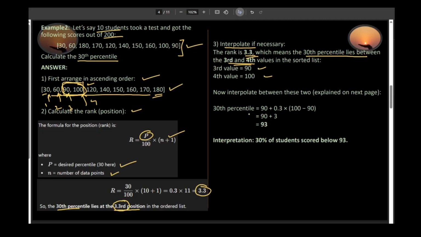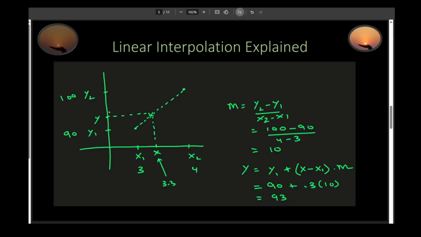This is my 30th percentile formula. I'm taking 90 plus 0.3, which is the difference between 3 and 3.3, times 100 minus 90. I substitute into my formula and the answer comes out to be 93. All these concepts are explained on the next slide, so I'll show you in a minute how I did this. These are my positions and these are the scores: 3 comma 90, and 4 comma 100.